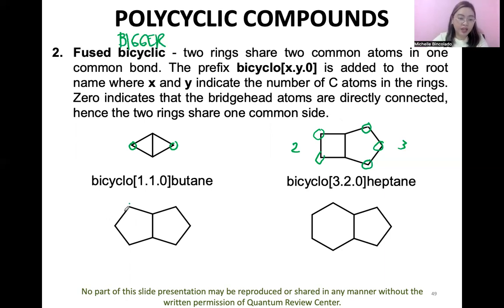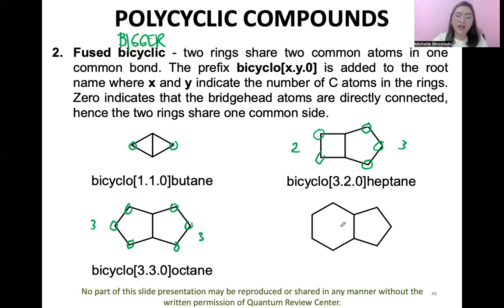Ito naman, both rings have 3 carbons each. 1, 2, 3. Ang total number of carbons na magiging parent name niya guys ay galing sa, ano ba to? 6 plus 2, 8. So, octane. So, this will be bicyclo 330 octane.